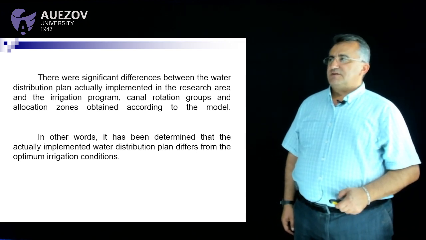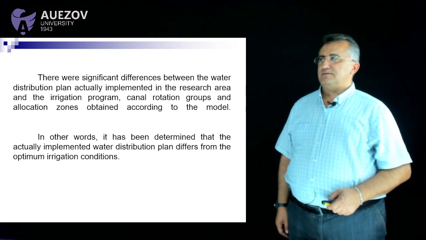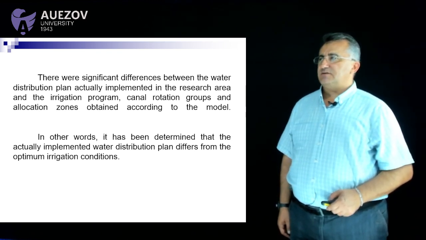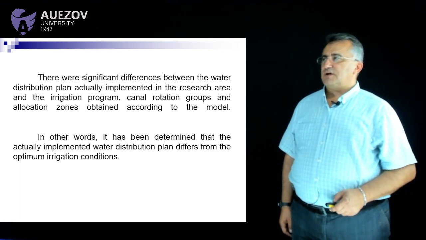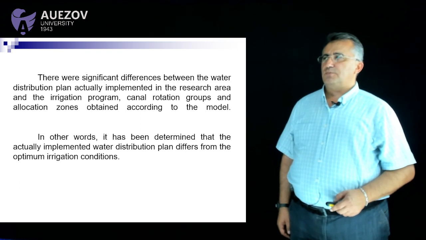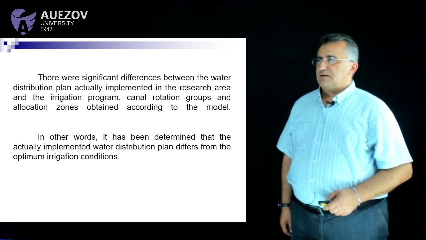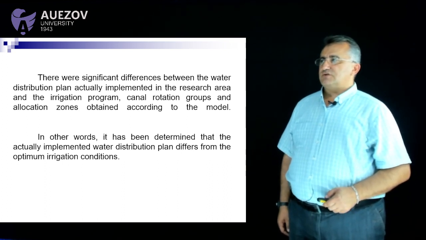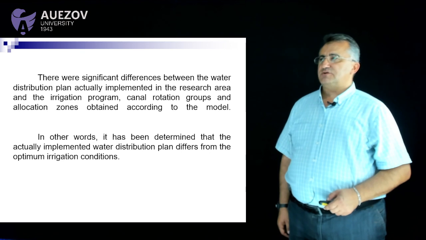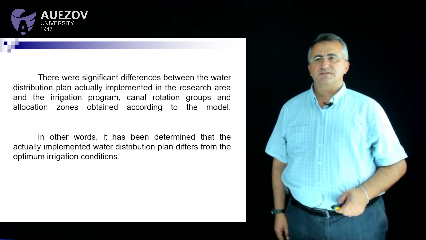There were significant differences between the water distribution plan actually implemented in the research area and the irrigation program, canal rotation groups, and allocation zones obtained according to the model. In other words, it has been determined that the actually implemented water distribution plan differs from the optimum irrigation conditions.